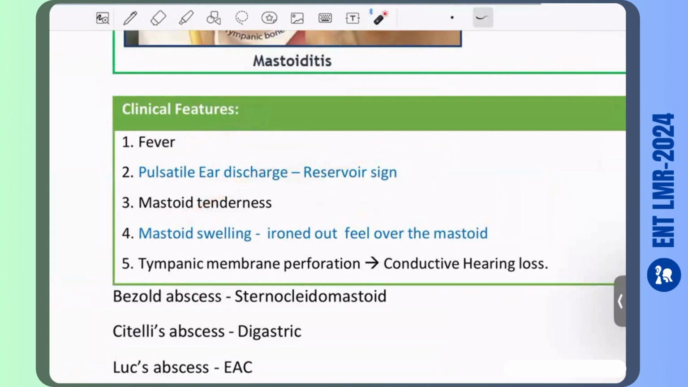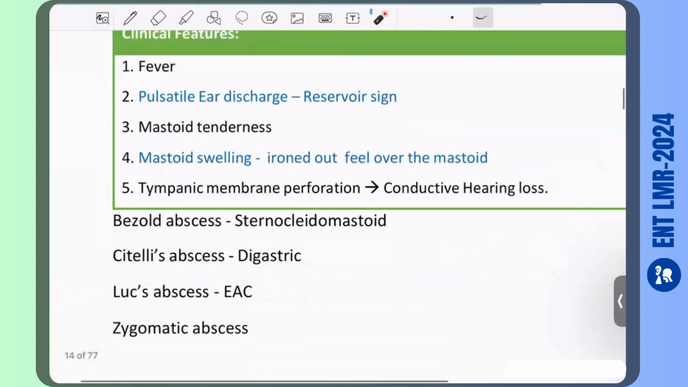Usually there will be a fold present over the posterior canal wall, but here no wrinkle is present. It looks like an ironed out feel over the mastoid. If there is tympanic membrane perforation, the patient will have conductive hearing loss.